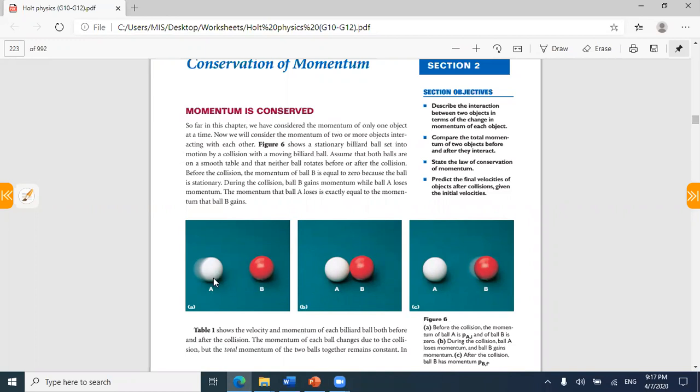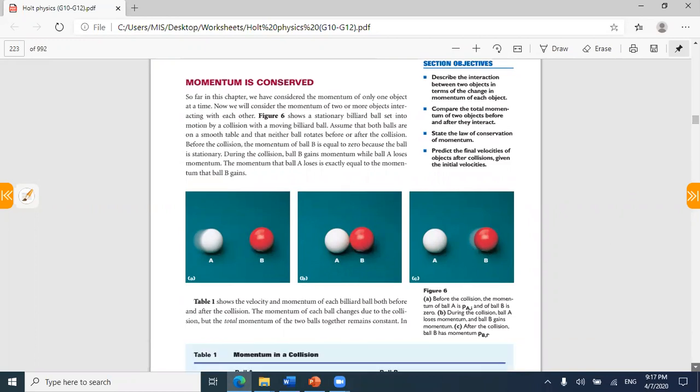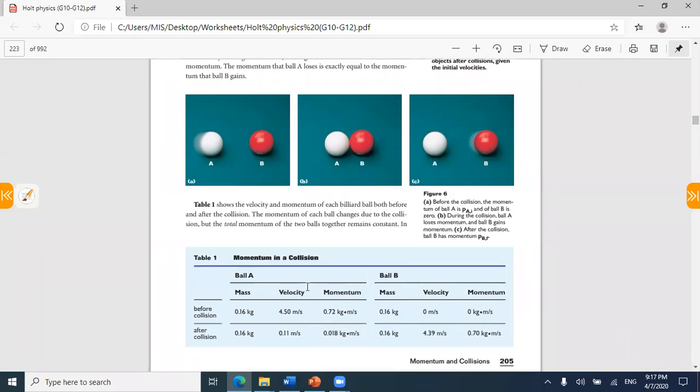Here is an example, for instance two billiard balls, mass A and mass B, going towards each other, hitting each other, and then they bounce. Here there is a table to show you that the total momentum is conserved. The numerical application shows that momentum before is equal to momentum after. If you multiply m1 v1 initial plus m2 v2 initial, you will see that it is equal to m1 v1 final plus m2 v2 final.